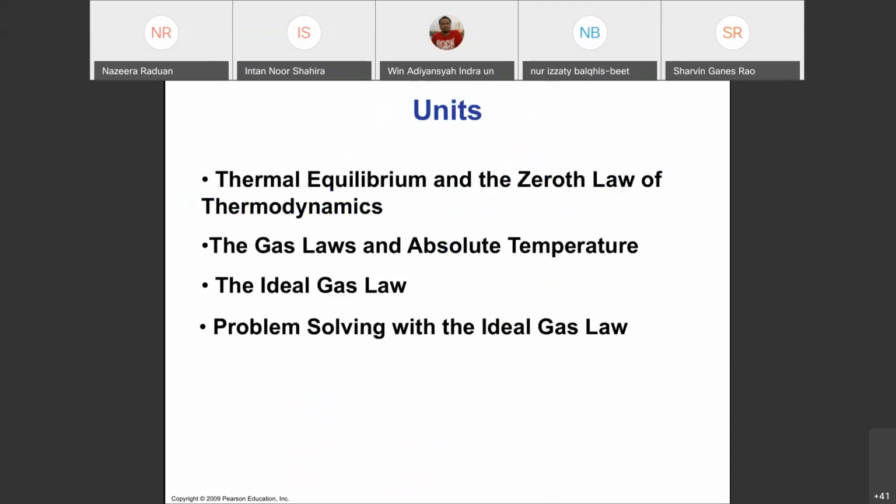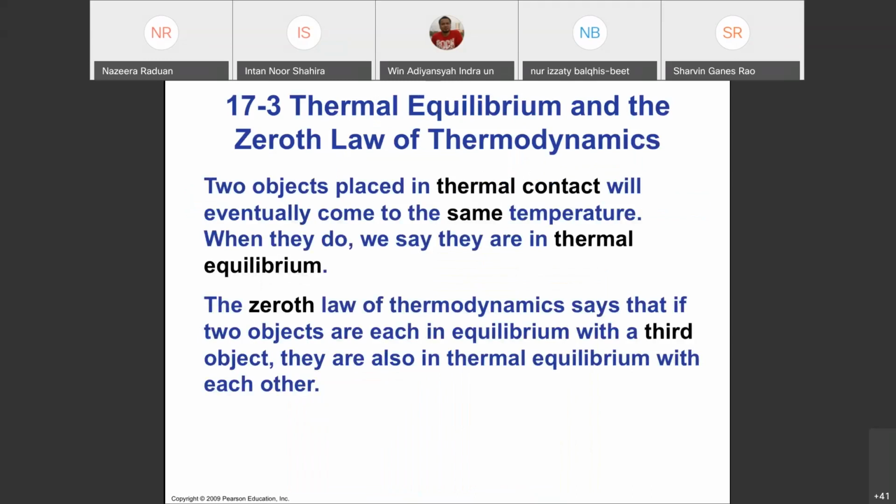Okay, this is the unit we're going to discuss: thermal equilibrium and the zeroth law of thermodynamics. Equilibrium means equal. Two objects placed in thermal contact will eventually come to the same temperature. If you put two different objects side by side in physical contact, in the end they will have the same temperature. Because of the contact, the heat will flow between the two objects until they reach the equilibrium state, which is that they have the same temperature.